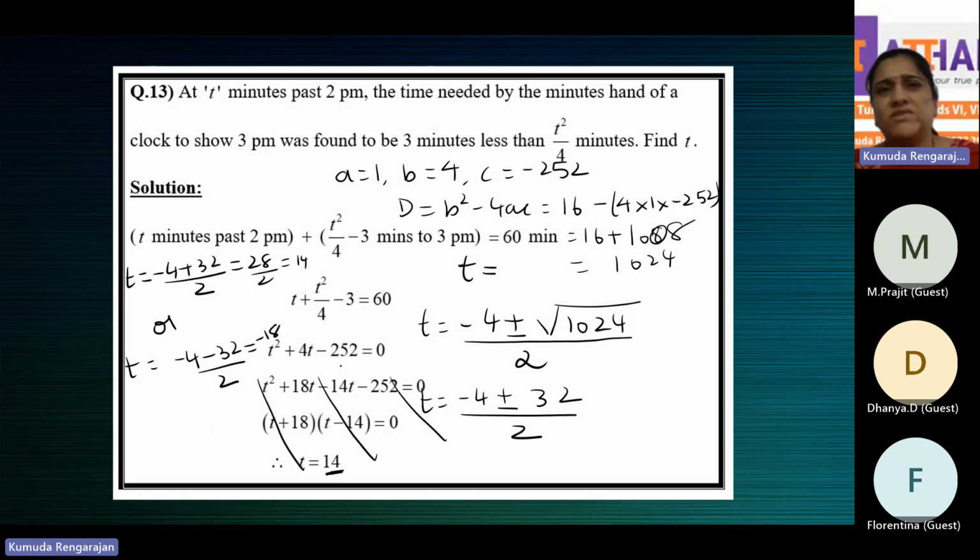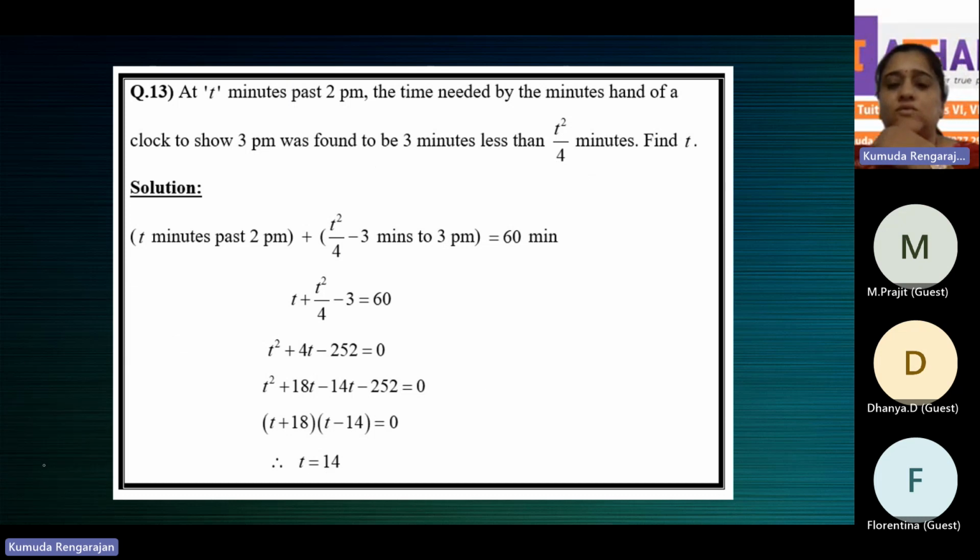So if you don't have to spend time splitting the middle term, you can use the quadratic formula. Now tell me, how will you find the square root of 1024?